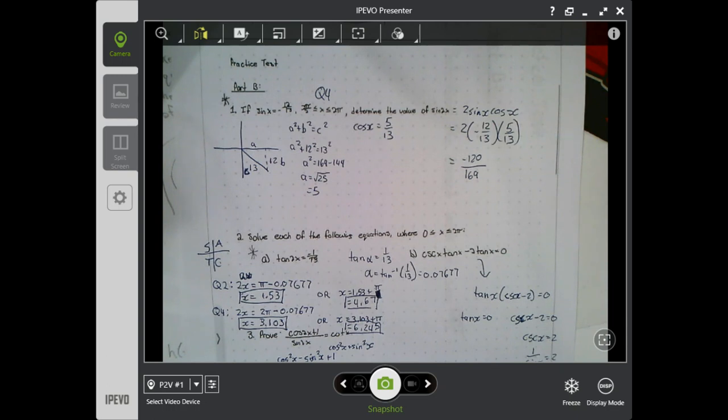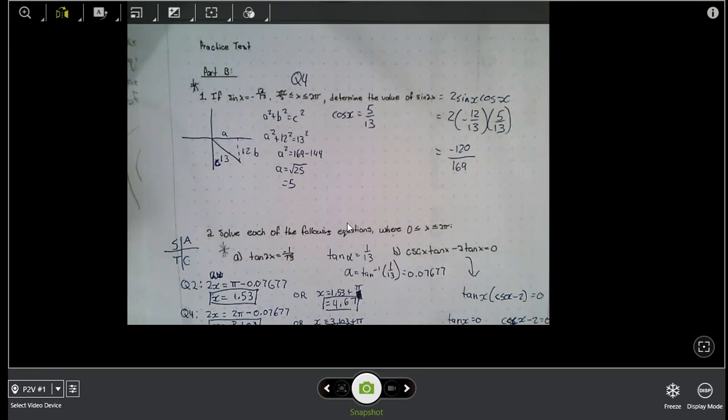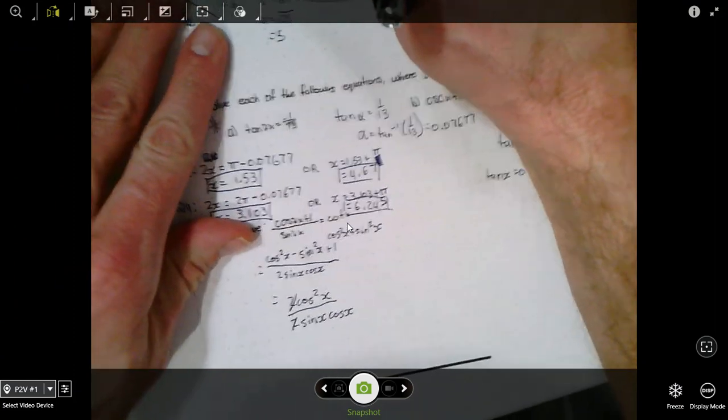And then, oops, sorry, I'm going to maximize my window here. Oh, you couldn't see any of the stuff I was just writing. Here we go. Sorry about that.